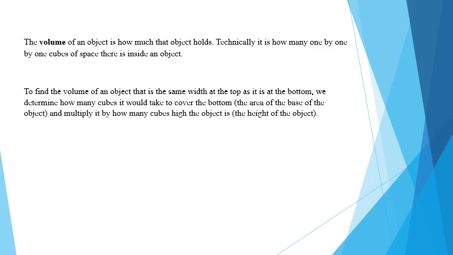To find the volume of an object that is the same width at the top that it is at the bottom, so it doesn't come to a point, it doesn't change width at any point, which is the only shapes we'll be dealing with, we determine how many cubes it would take to cover the bottom, so remember those little 1 by 1 by 1 cubes, how many of them it would take to cover the bottom, which is technically the area of the base of that shape, and we multiply that by how many cubes high the object is, or the height of the object.